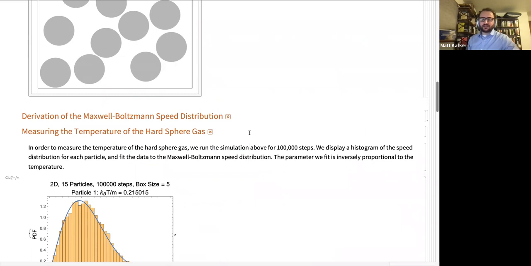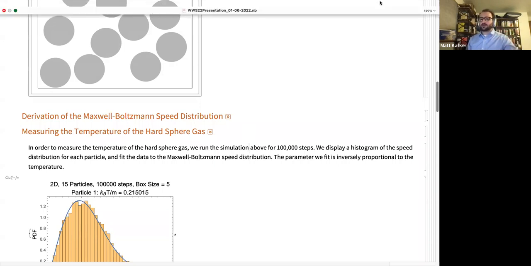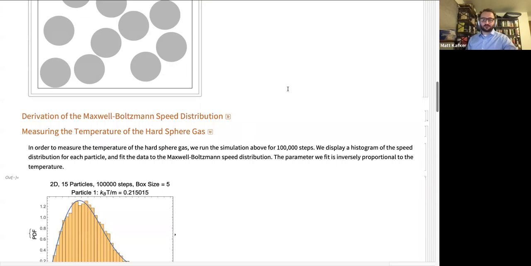And given that that is the case, we should be able to look at an individual particle's distribution of speeds over the course of the simulation. So this is not a time-dependent distribution. We're saying fix particle 1. What is every speed that particle 1 takes over the course of the simulation? We can make some sort of histogram of these things.